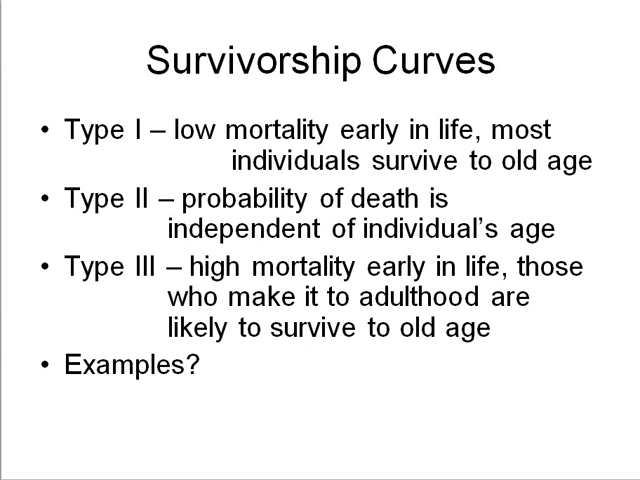At the other extreme is Type 3. Here, infant mortality is very high. If an individual does reach adulthood, they have a good chance of reaching old age. Many insects approximate this curve. Between the two extremes is Type 2. Mortality rates remain fairly constant throughout life. Small mammals often have Type 2 survivorship curves.